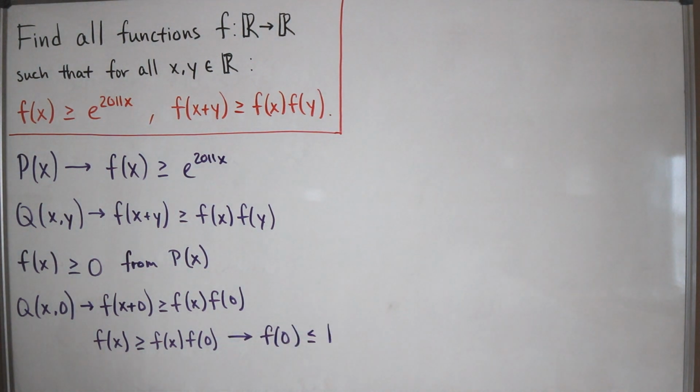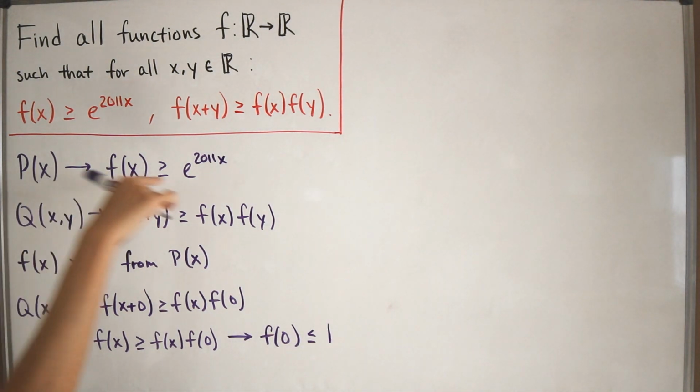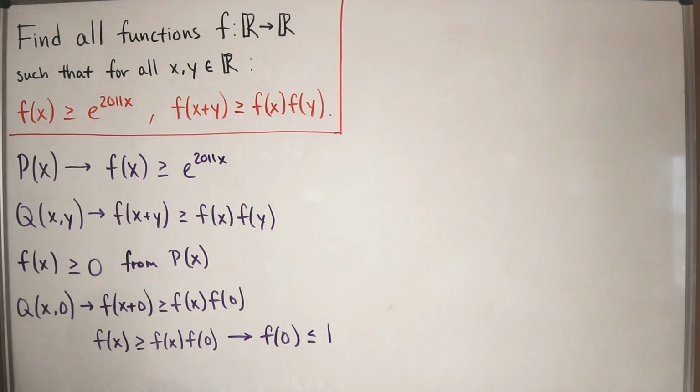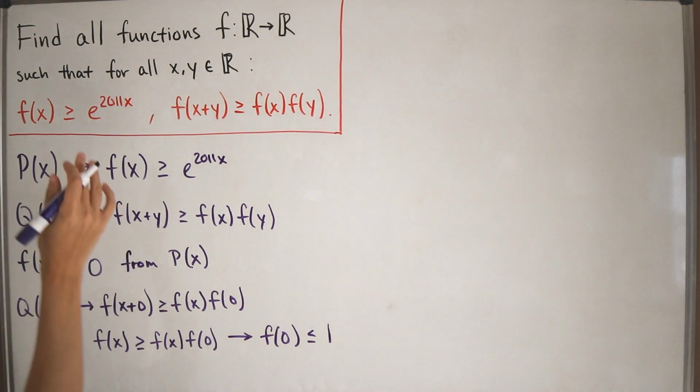With this coming in handy, what else can we say from here? If I go back to our p of x statement, now let's plug in 0 for x in the p statement.